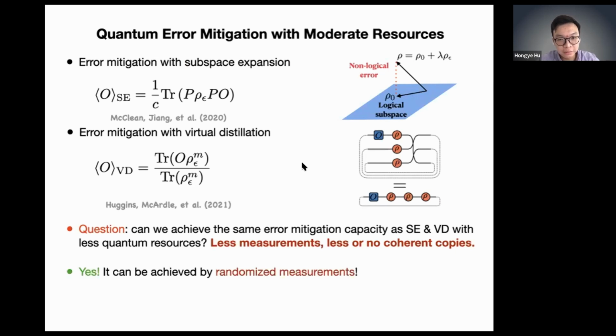The key observation from the recent development of randomized measurement is that any quantum state can be represented as a linear combination of stabilizer states. And the projection to the logical subspace can be efficiently carried out on a stabilizer state without expanding the projection operator.